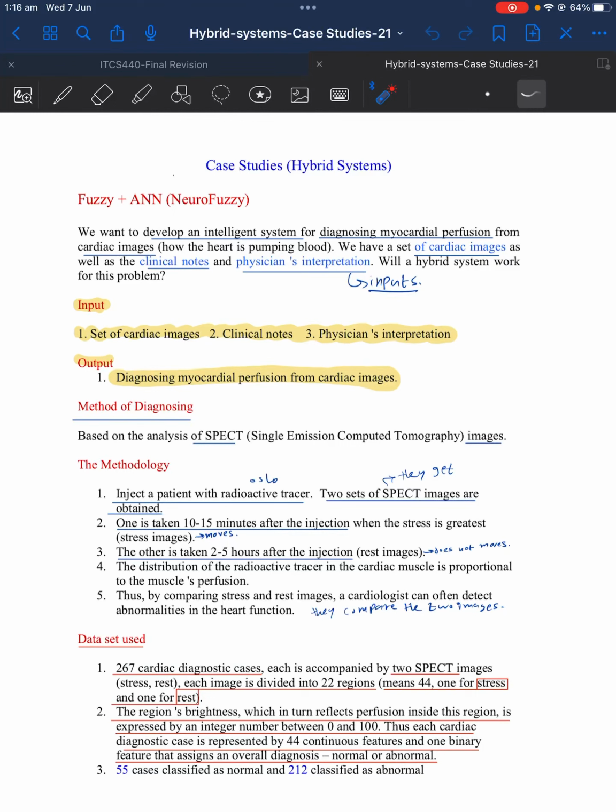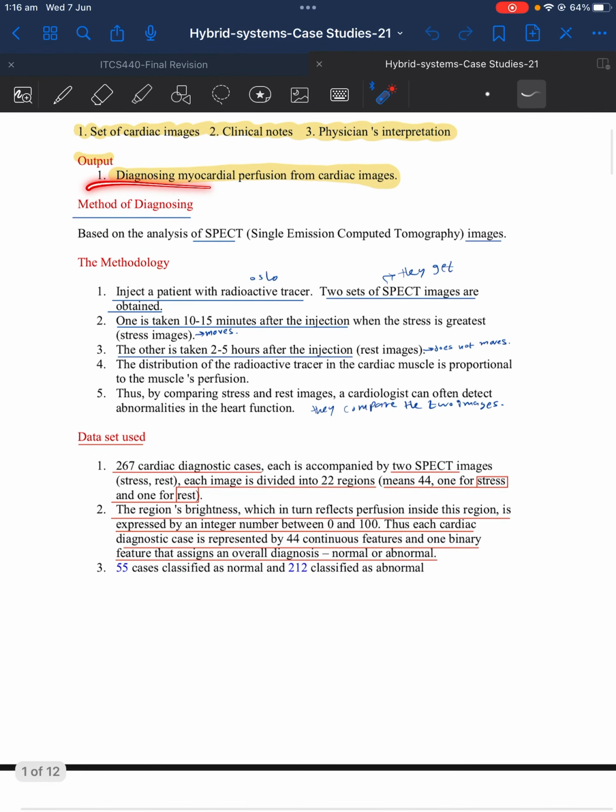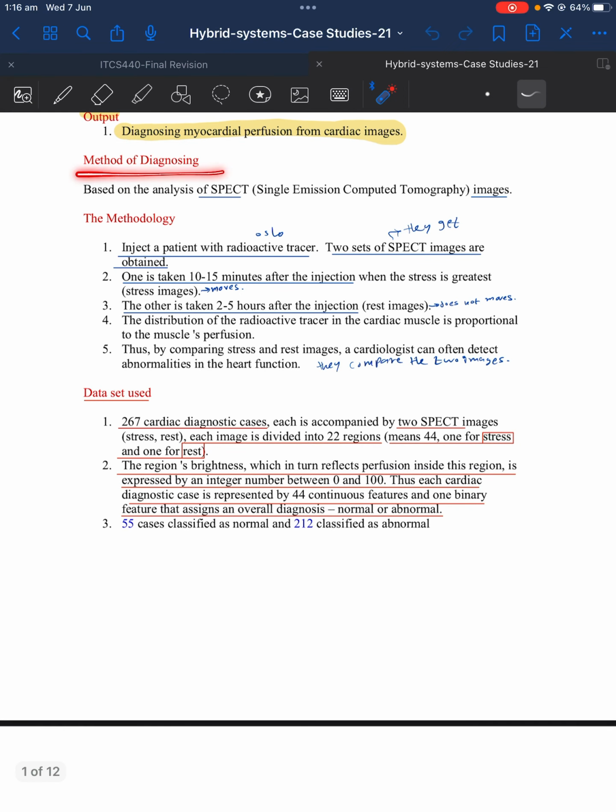So here we want to develop an intelligent system for diagnosing heart diseases. The inputs are cardiac images, clinical notes, and physician's interpretation. The output will be whether they are sick or not. The method for diagnosing is SPECT images.